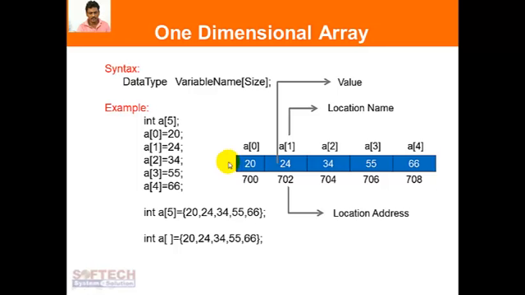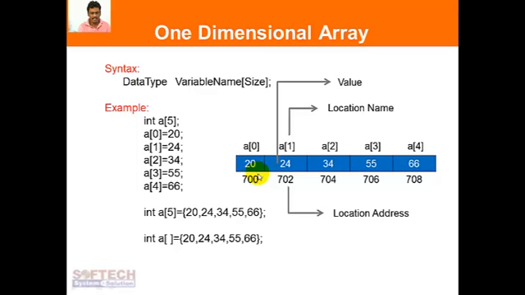So that address is 700 for the 0th location, 702 for A of 1, 704 for A of 2. So 700 and 701, each and every byte has an integer address. That address is given by the operating system at the time of booting.